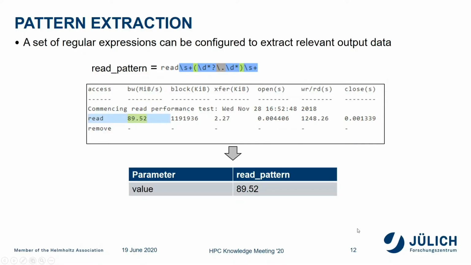So again, you can specify any regular expression, and if your application output, for example, looks like this and you are interested in this number, you can say, okay, search for read, then some white spaces, and then there is some floating point number. You can use regex groups to specify only a certain block, and this allows JUBE to exactly find this number in the output.